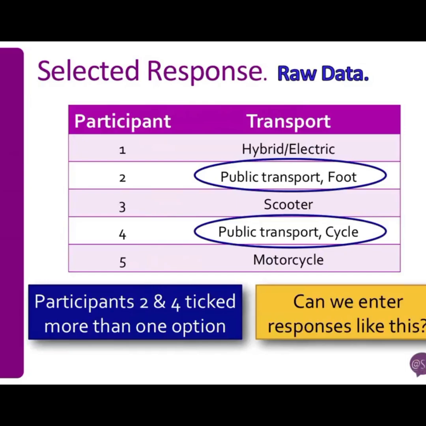So here I've got participants 2 and 4. They both tick 2 options. 1, public transport, and they came by foot. 1, public transport, and they cycled. Can we enter data like this? What do you think?